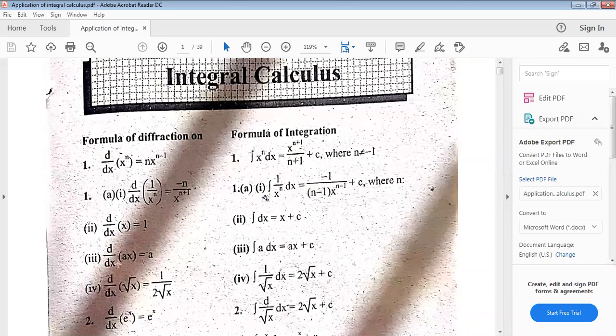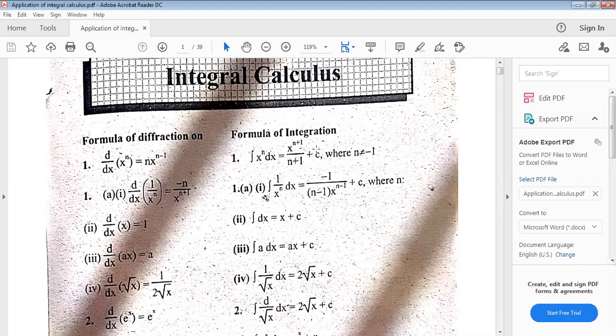This is the differentiation formula, and this is the integration formula, that means the antiderivatives formula, because this is the opposite of differentiation. Now, the differentiation of x to the n will be n into x to the power n minus 1. And the integration formula will be the opposite of differentiation: x to the power n plus 1 divided by n plus 1.